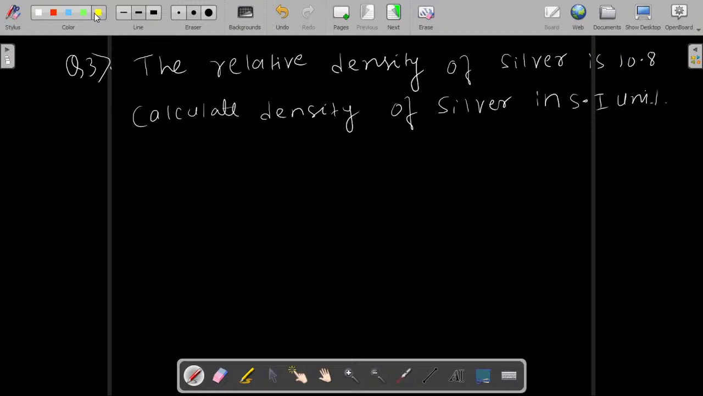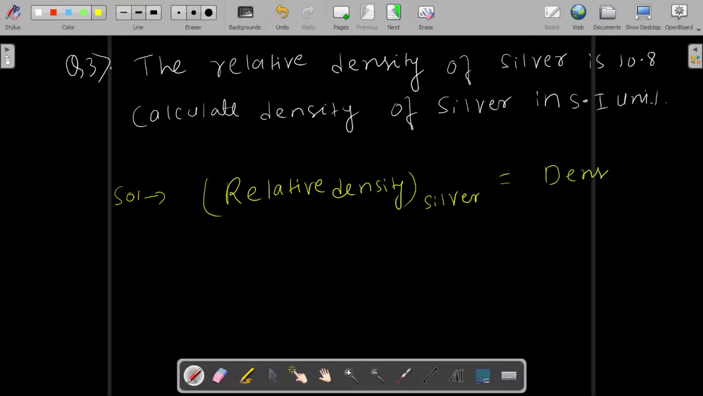For that we have to use density formula, that is relative density formula. You know the formula. What is the relative density formula? Write down. Relative density formula, that is for silver. It is density of silver upon density of water.